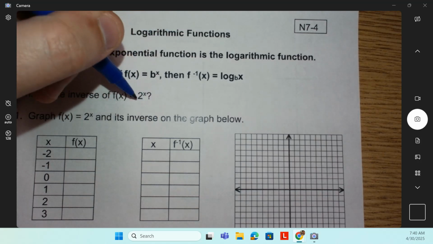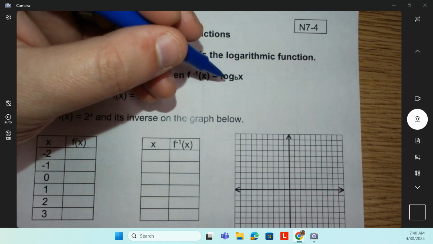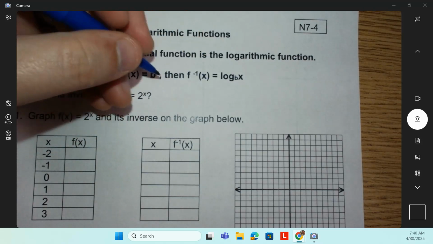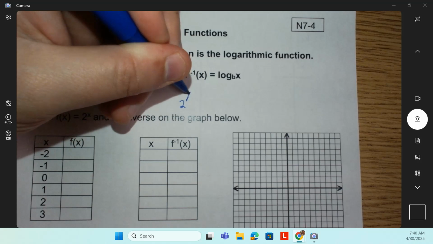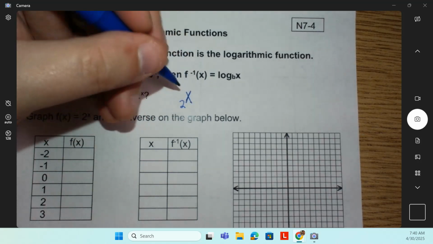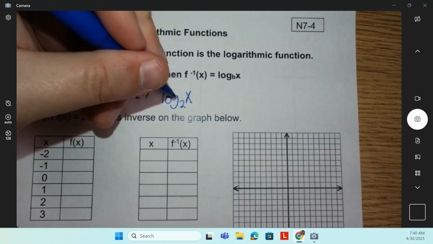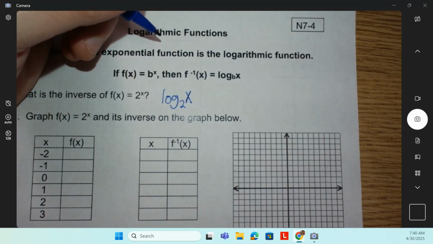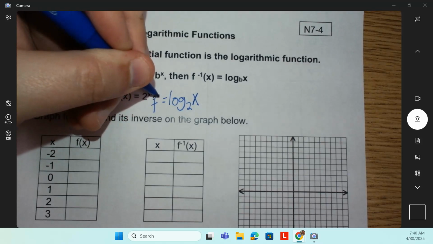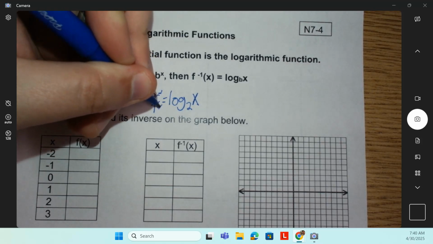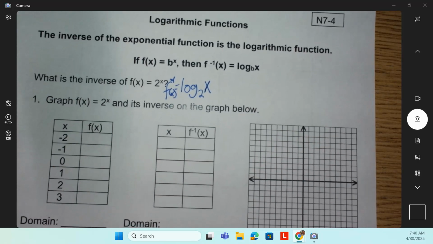So when you have a number to the power of something, it almost shrinks down and you put the log in front of it. So I'm still going to have the 2 and the x. We'll just put log in front of it. And so it's log 2 of x. And that would be our inverse function, and we'll start writing that as f negative 1 of x to show that inverse.